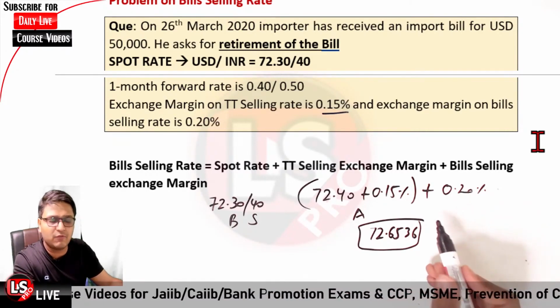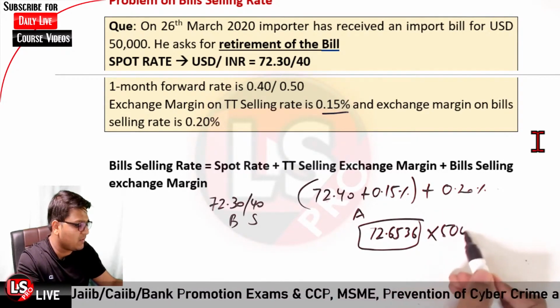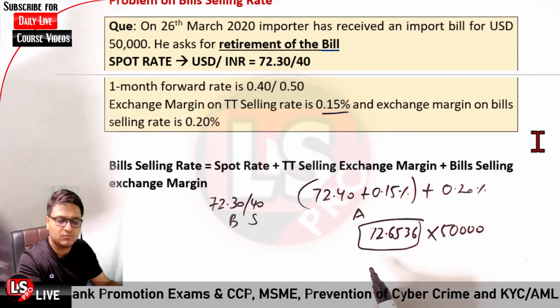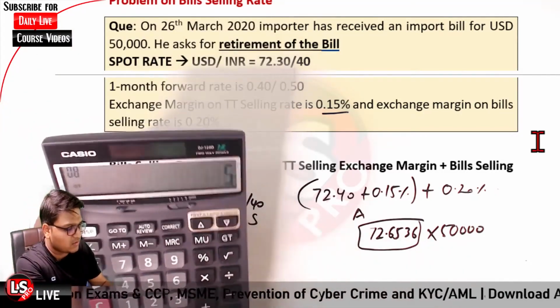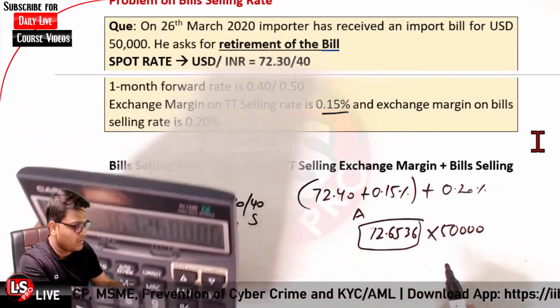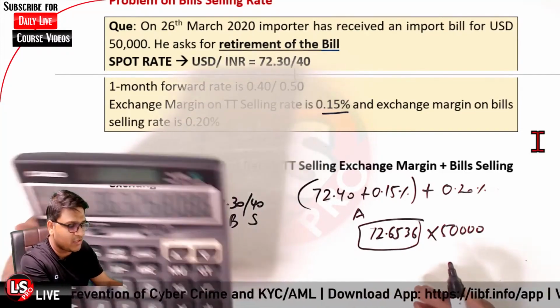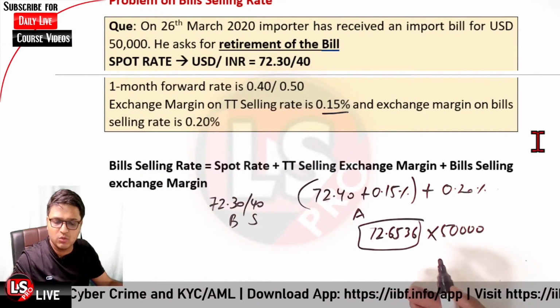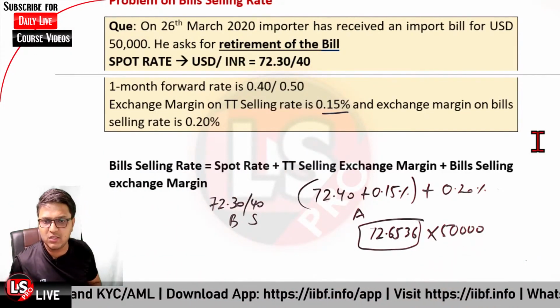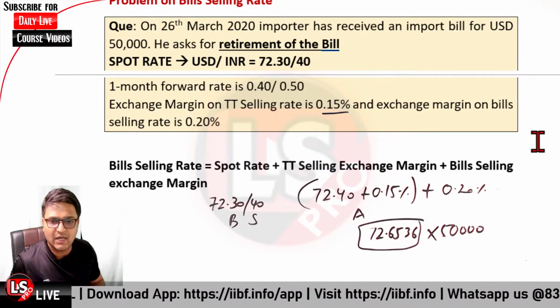Accordingly, we just need to multiply. Regarding 50,000 USDs, we will be multiplying it with 50,000. So that would be the answer regarding the question over here: 36,32,680. Have you understood the concept?